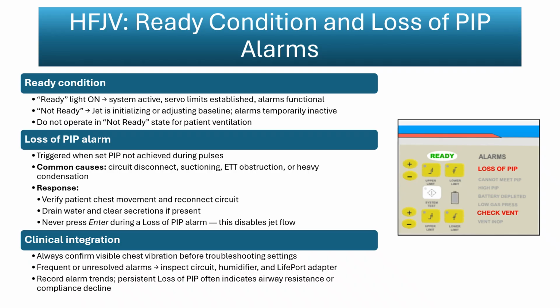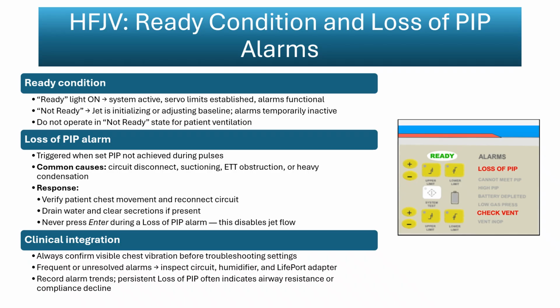The loss of PIP alarm activates when the ventilator cannot achieve the set peak inspiratory pressure. The most common causes are circuit disconnection, suctioning, endotracheal tube obstruction, or condensation that limits flow. The correct response is to look first at the patient. Verify chest motion and reconnect or clear the circuit if needed. The Enter key should never be pressed during a loss of PIP alarm because this command shuts off jet flow, leaving the patient without ventilation. The alarm resets automatically once normal function returns.